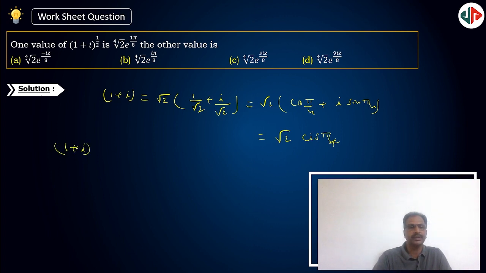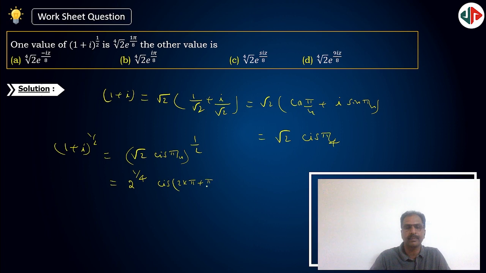Then (1 plus I) whole power half is nothing but root 2 cis pi by 4 whole power half. Root 2 whole power half is 2 power 1 by 4. Theta can also be written as 2k pi plus theta, where k is equal to 0 and 1, because (1 plus I) whole power 1 by 2 will have two values. Those two values are obtained by giving two different values for k.